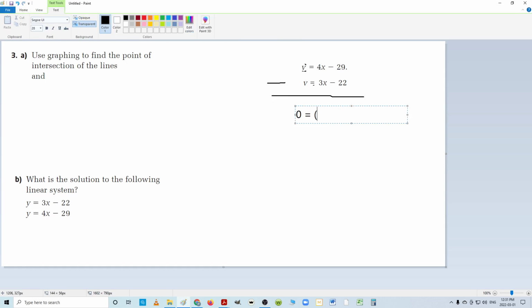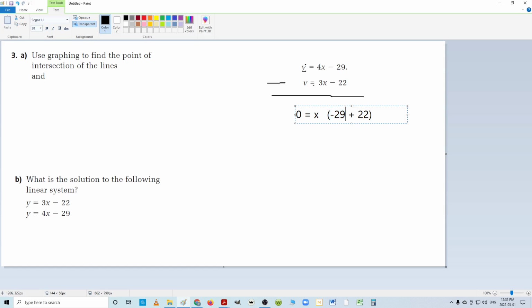And what's 4x minus 3x? Well, it's clearly 4 apples minus 3 apples is 1 apple. Now, here's the tricky part. What's minus 29 minus 22? Well, whenever you see two symbols beside each other like this that are the same, whether they're plus or minus, they become plus. So, which is the bigger number here?